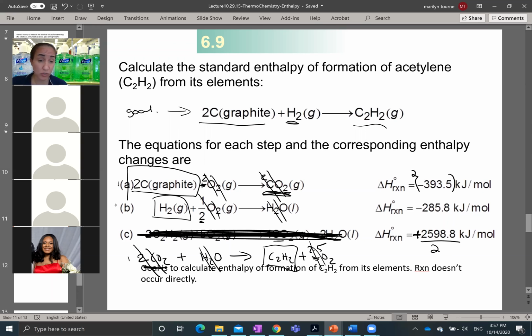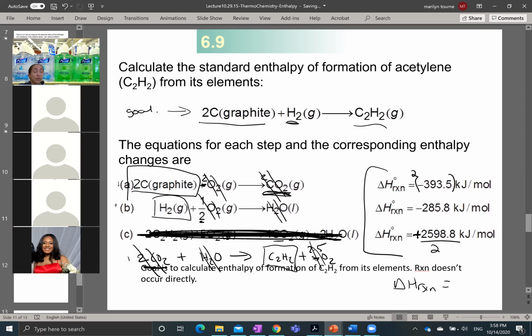When you're done with doing the manipulations of the reactions, all you do is add all of these up. Literally, you take 2 times negative 393.5 plus negative 285.8 plus the rest, so you just add everybody up and you get a final delta H.